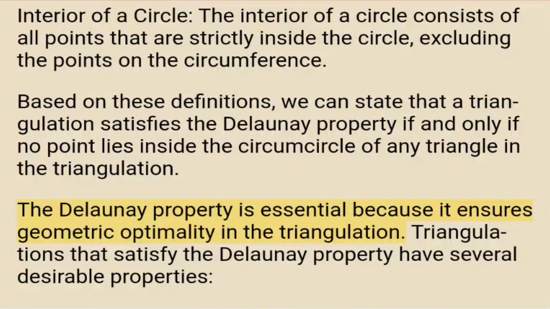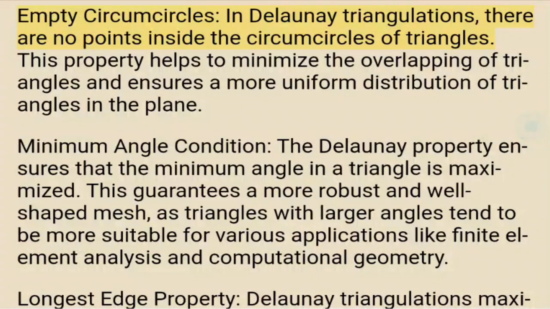The Delaunay property is essential because it ensures geometric optimality in the triangulation. Triangulations that satisfy the Delaunay property have several desirable properties. Empty circumcircles. In Delaunay triangulations, there are no points inside the circumcircles of triangles. This property helps to minimize the overlapping of triangles and ensures a more uniform distribution of triangles in the plane. Minimum angle condition. The Delaunay property ensures that the minimum angle in a triangle is maximized. This guarantees a more robust and well-shaped mesh, as triangles with larger angles tend to be more suitable for various applications like finite element analysis and computational geometry.